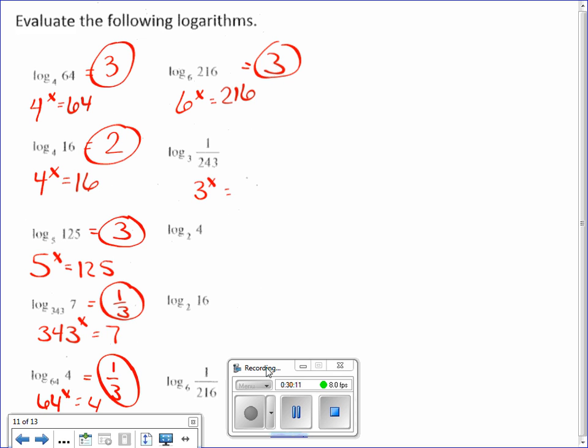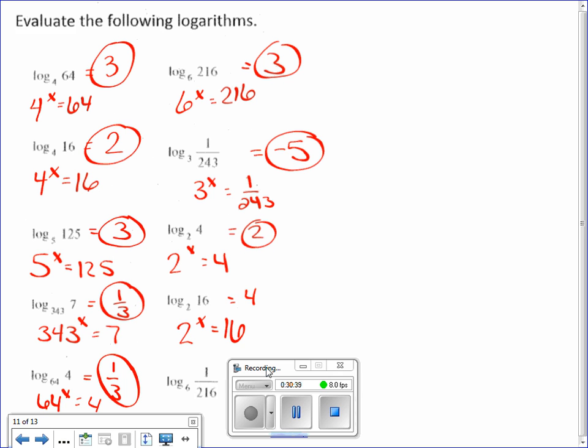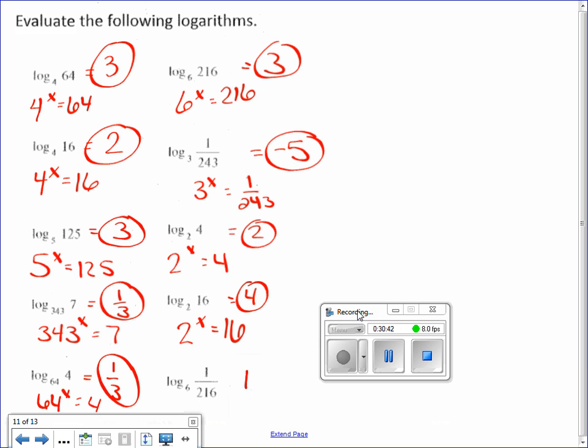3 to what power equals 1 over 243? Negative 5. The negative's going to make it drop to the bottom, and then I'm taking your word for it, 3 to the 5th. Okay, so this one's asking 2 to what power equals 4? I hope you got that one pretty easily. I got 8. All right, 2 to what power equals 16? 6 to what power equals 1 over 216?